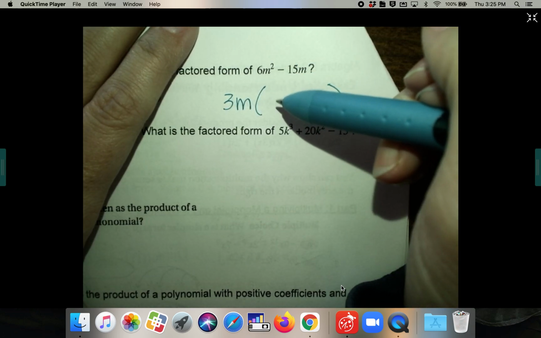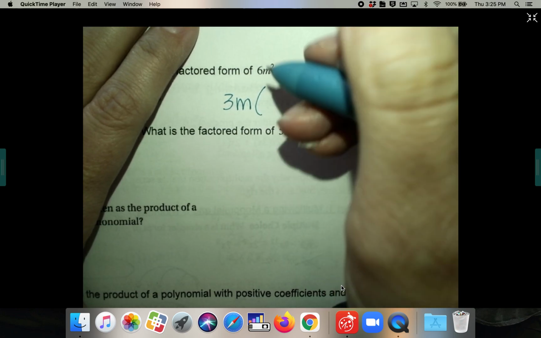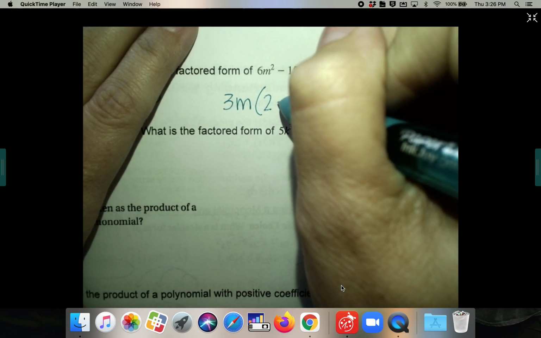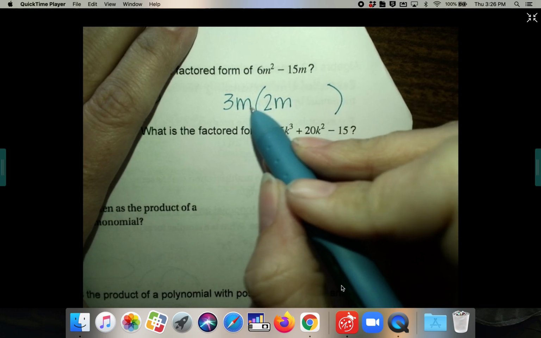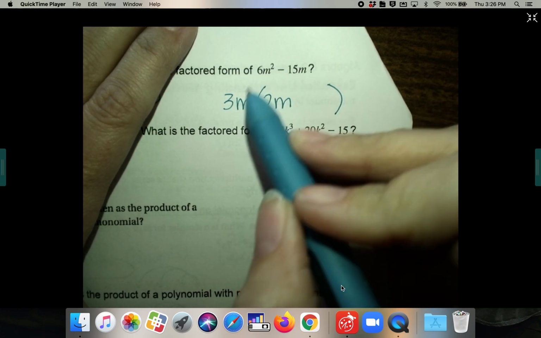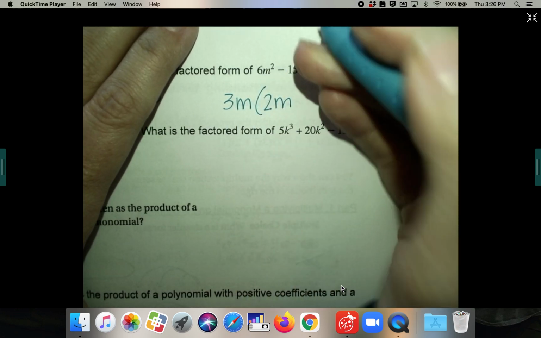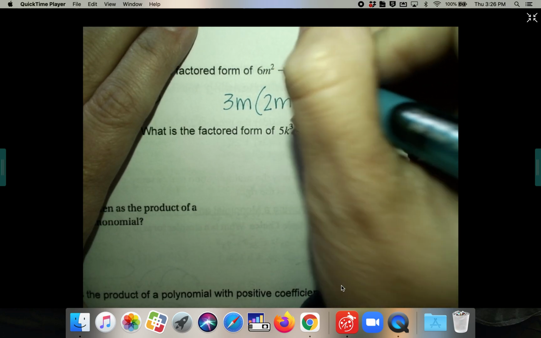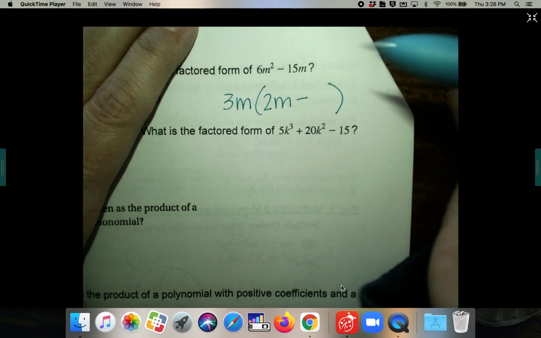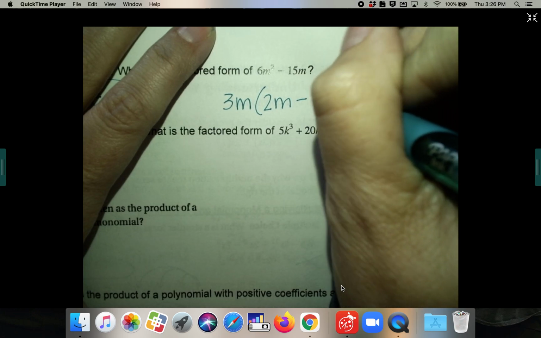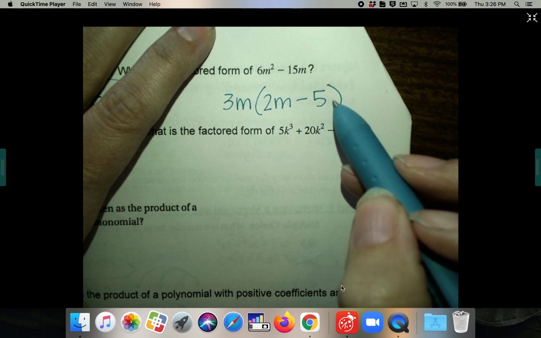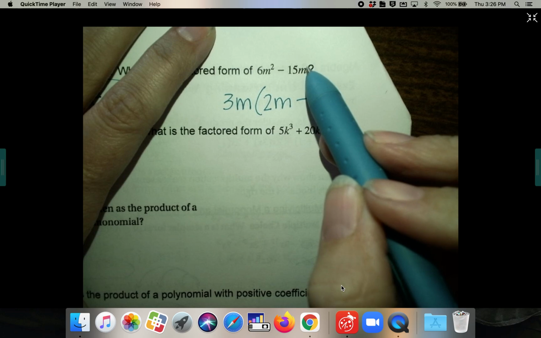3 times what is 6m squared? 3m. That would be 2m, because m times m will give us our m squared. 3 times 2 will give us 6. Okay, put a minus there because it's minus. 3m times what is 15m? Should just be 5. Don't put another m there because that would be 2, and there's not 2 here, there's only 1.